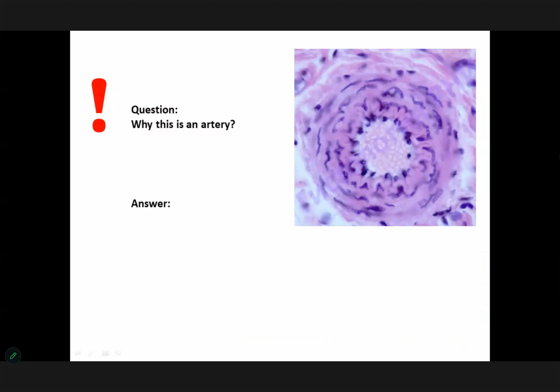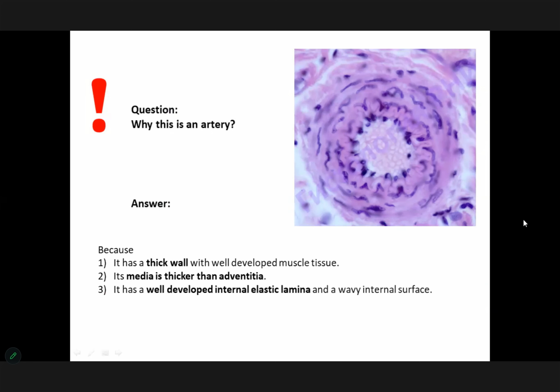Important information, you should be able to differentiate the blood vessels. So it means that you should name properly the vessel and you should explain why you think that this is, for example, the artery. So you say, this is the artery. The question, why is this the artery? So you should be able to explain why it is the artery. Your answer should be like this.